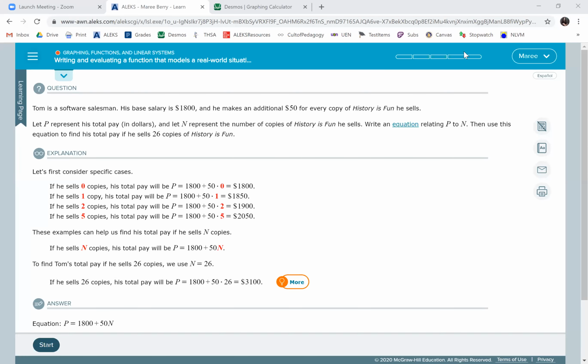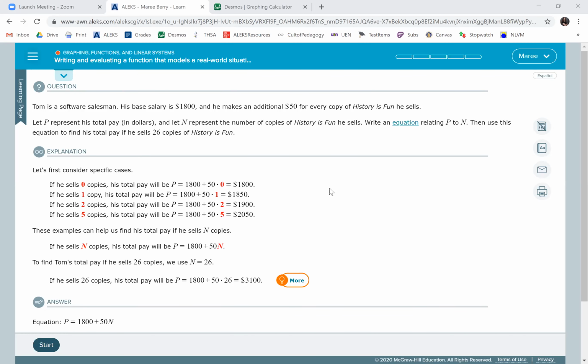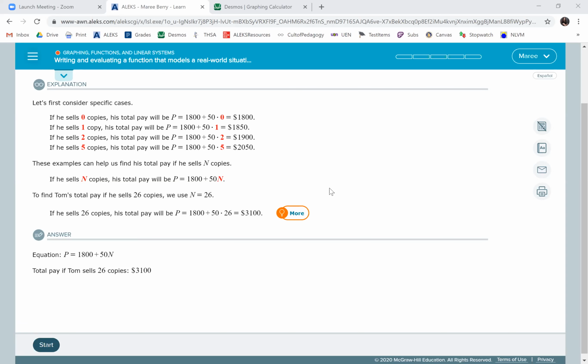Okay, on this one, we're going to be writing an equation and then also answering a question about it. So let's look at this example here.